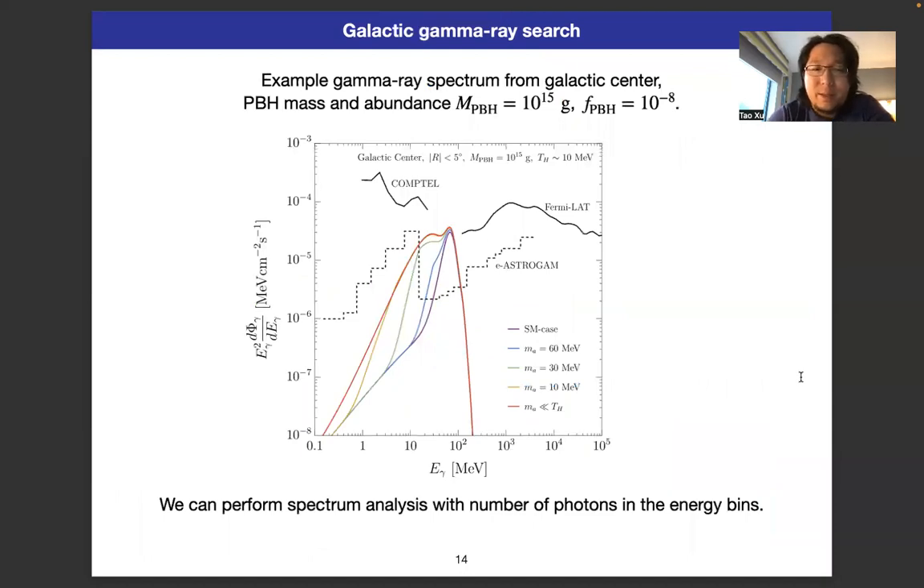So here is the gamma ray spectrum assuming a fixed black hole mass of 10^50 gram, a fixed fraction of 10^-8. And you can see the different color curves can be higher than the future sensitivity of the asteroid experiments. Depending on the number of photons that can be observed in the energy window of the asteroid observation, we'll be able to perform a spectral analysis with the number of photons in each energy bin and get the information of the Hawking radiation spectrum.